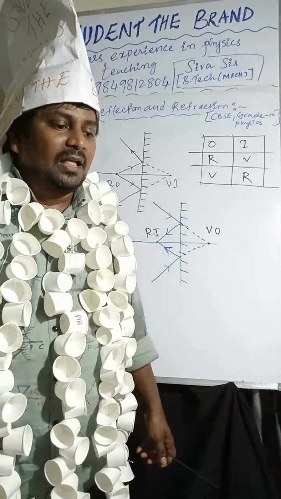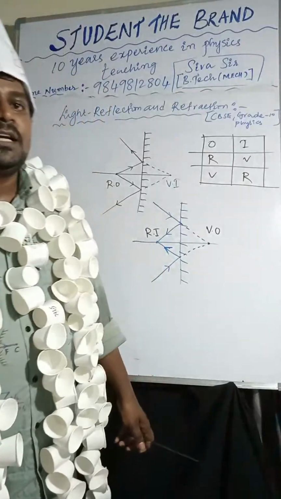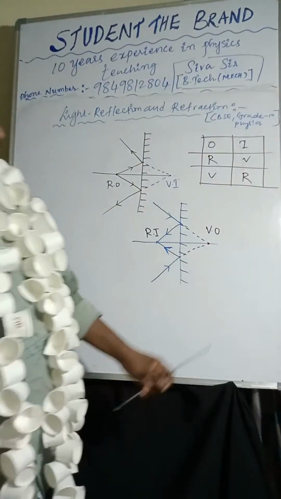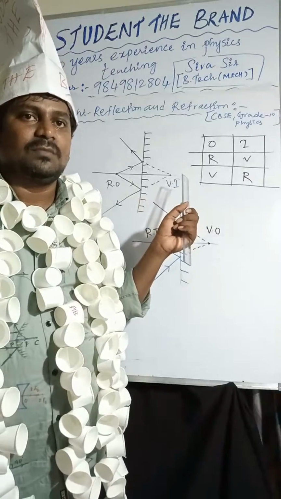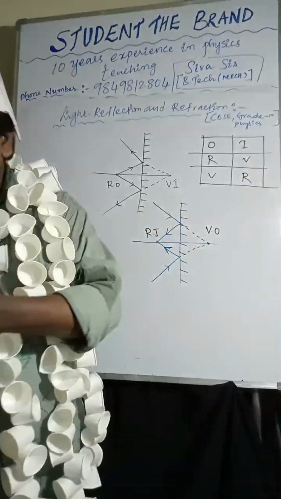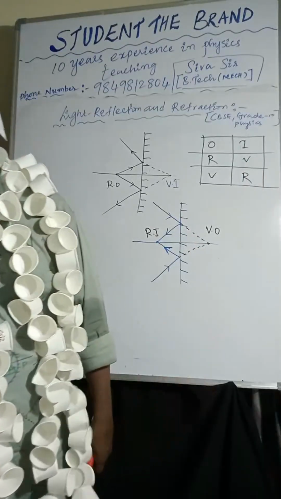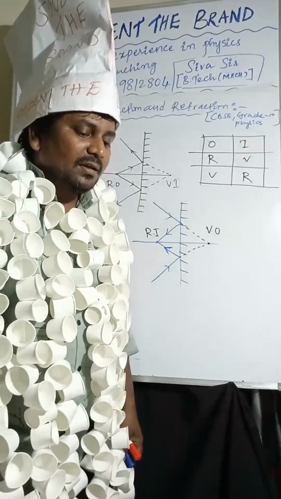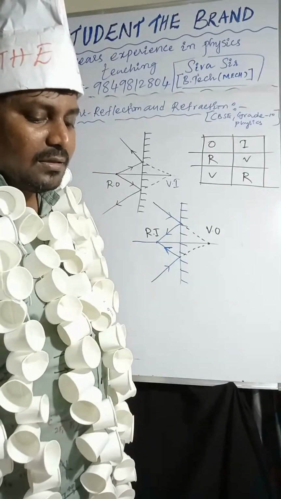So is it clear? You have to take object and image together. Be clear with this concept. It is a very, very important concept. Next, we are going to the nature of the image formed by the plane mirror.